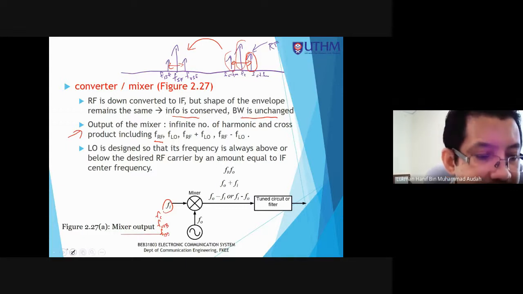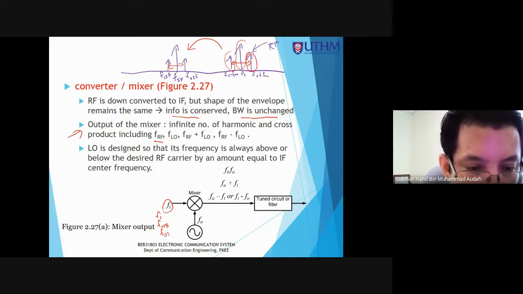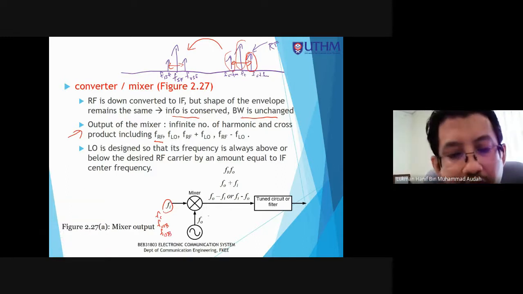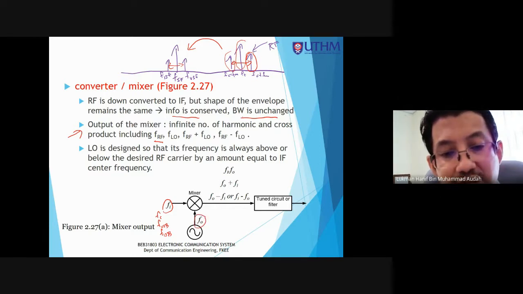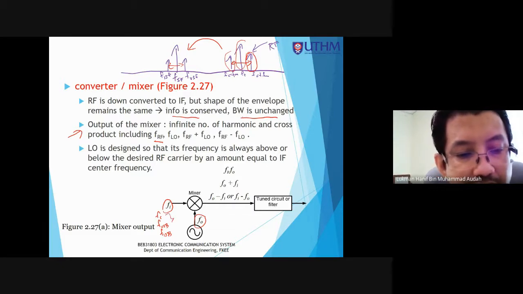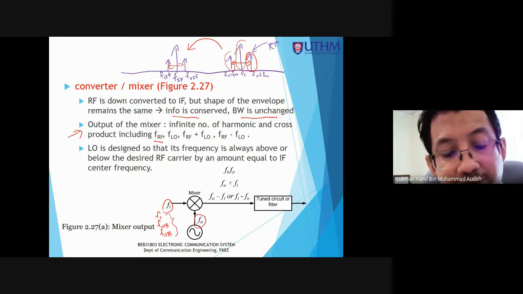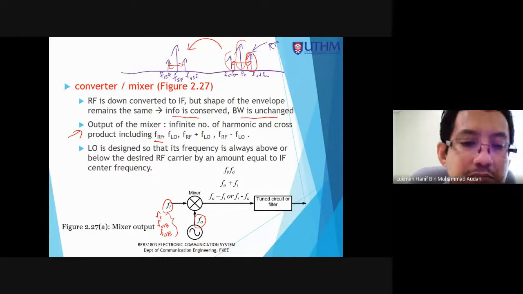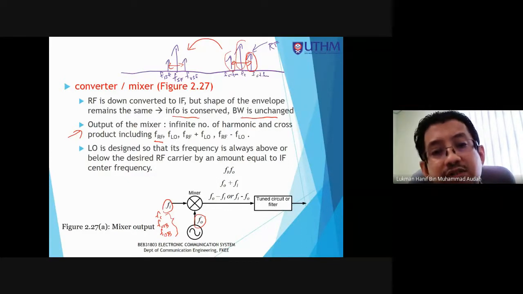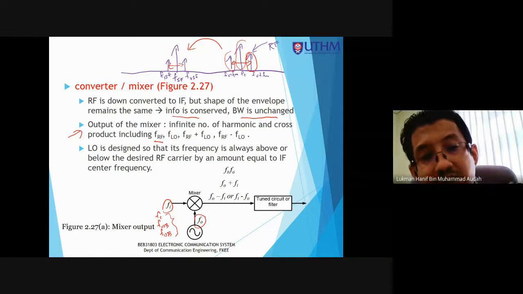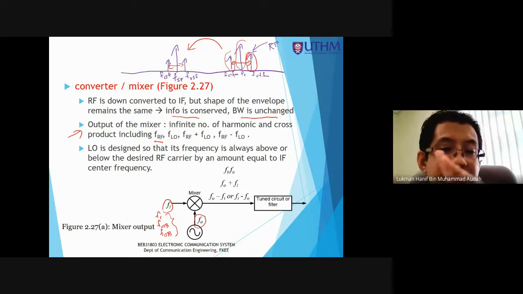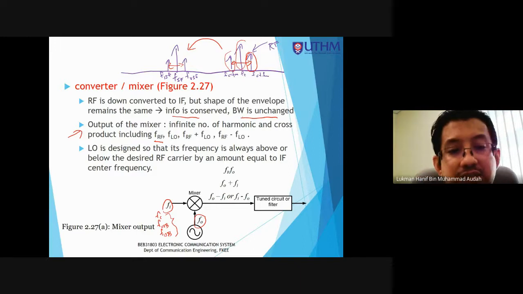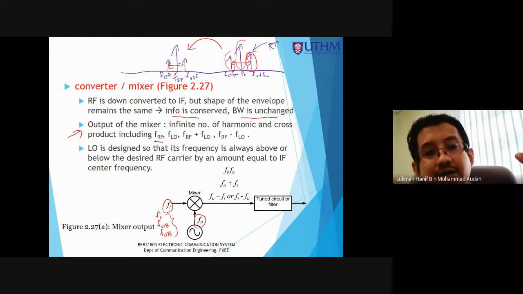So ini semua RF frequencies. Berada pada frekuensi RF. Okay. FLO, you will see later that the FLO is larger than all of these frequencies. FLO biasanya lebih besar daripada ketiga-tiga frekuensi ini. Okay. So apabila kita masukkan ke dalam mixer converter, remember mixer converter will do the process of multiplications. That means we're going to have upper and lower sidebands. Okay. So setiap input akan menghasilkan 2 output.